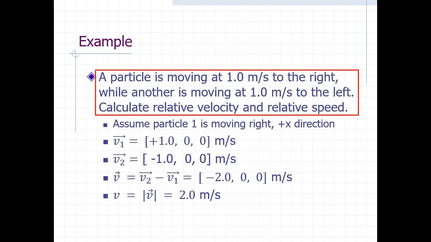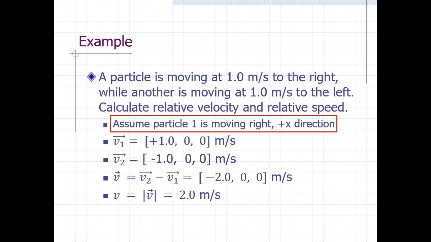Suppose a particle is moving at 1 meter per second to the right, while another particle is moving to the left, also at 1 meter per second. Let's calculate the relative velocity and relative speed for the two-particle system. First, we need to define which particle is particle 1. Let's say particle 1 is the particle that is moving to the right, and we'll take this as the positive x direction. We can write the velocity vector for particle 1, v sub 1, by listing its components v sub x1, v sub y1, and v sub z1.